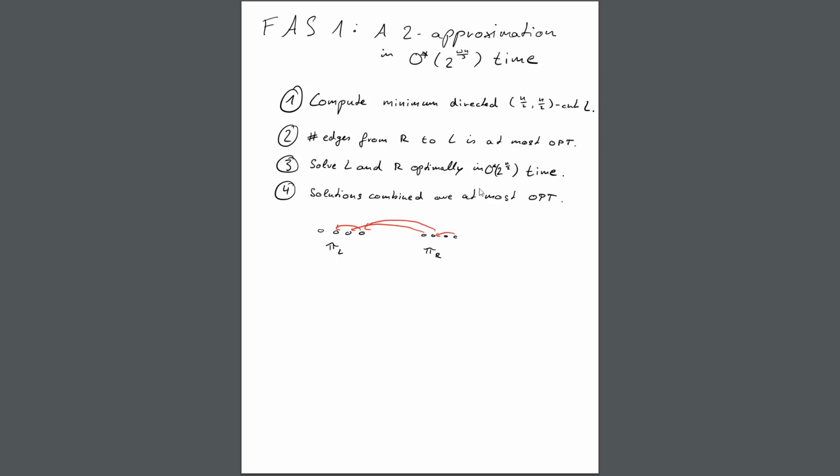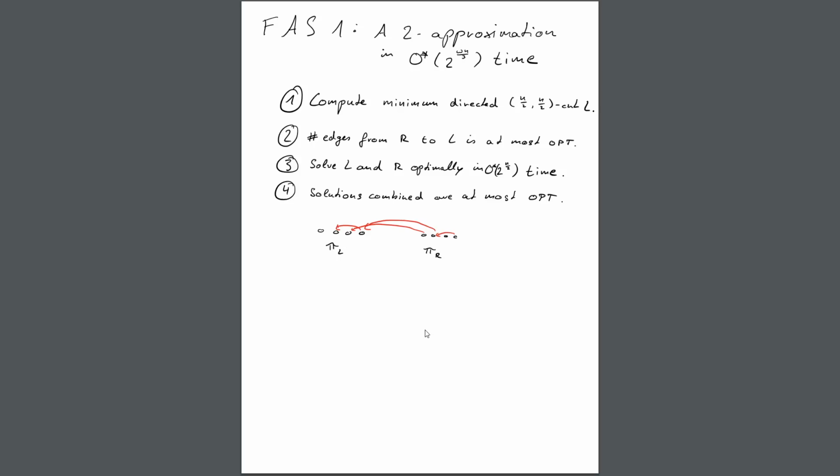Now we can solve these two small parts, since they only have n over 2 vertices, optimally using the algorithm I mentioned before. And then we just combine the two solutions by placing the vertices of L in the computed order and then the vertices of R in the computed order. Both of these solutions combined cost at most opt, plus the number of arcs from R to L, but this is of course also at most opt, as we discussed before. So this gives us a solution of cost at most 2 opt.